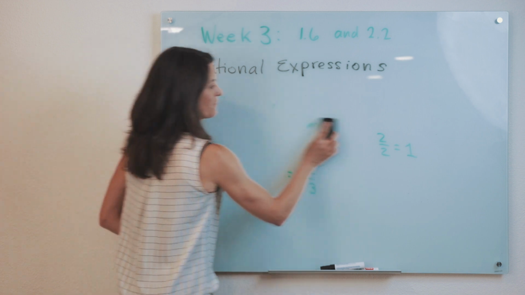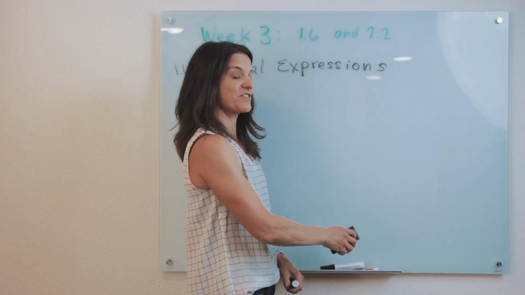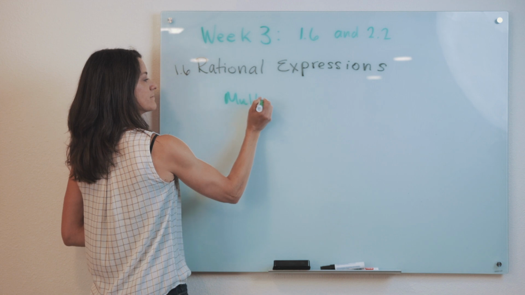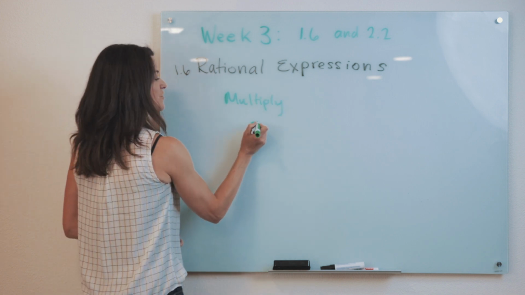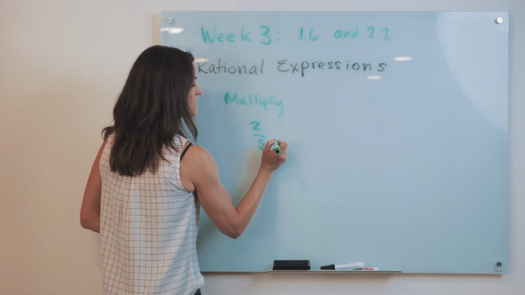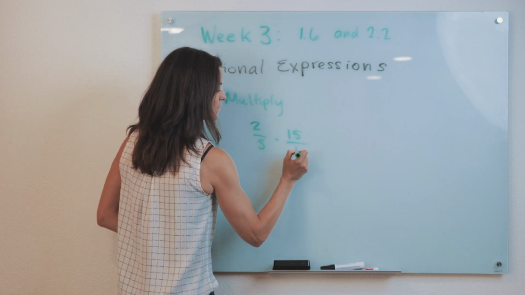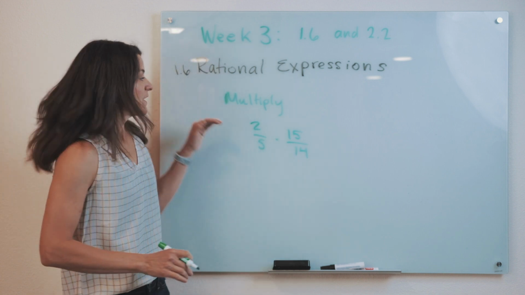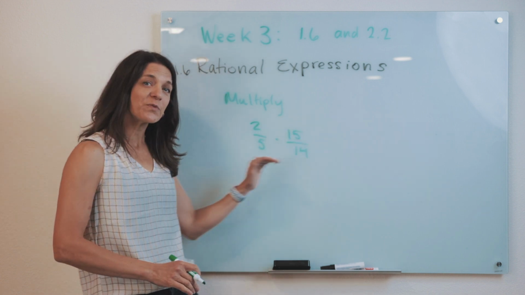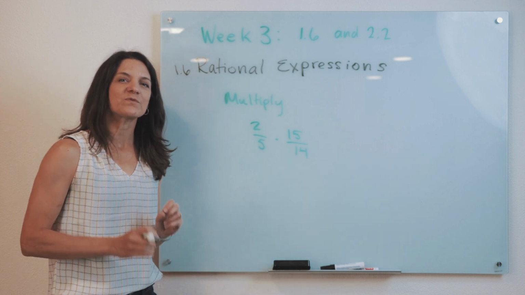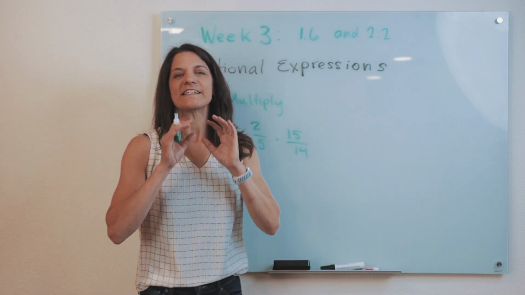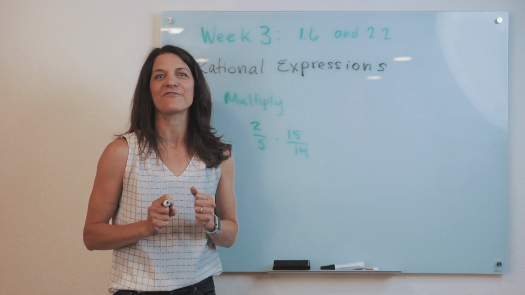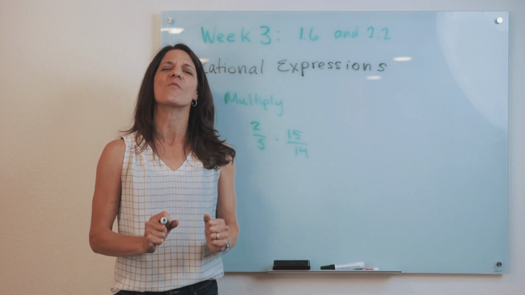Another thing that we can do with fractions and then rational expressions is multiply. Let's take 2/5 times 15 over 14. Now, to multiply fractions, we multiply across the numerator, multiply across the denominator. We always want to simplify. But here's a key, and this is even more important when we're looking at rational expressions. We want to simplify first. It makes our life so much easier.